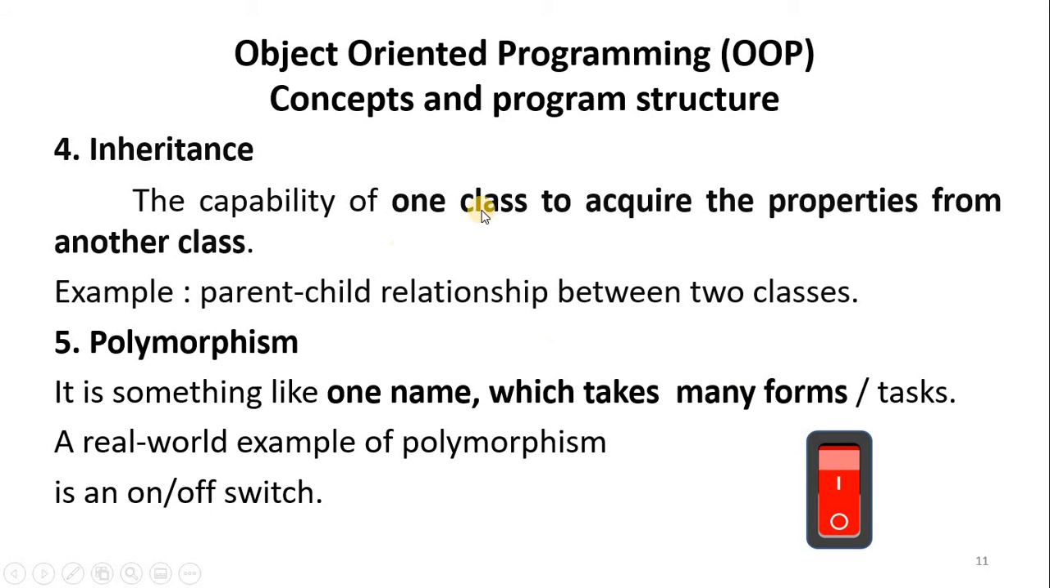Now we go to the next topic in the concept, that is inheritance. Inheritance is the capability of one class to acquire the properties of another class. For example, if you have too many classes in the project, we can reuse your classes. One class is written, so that class's properties or behaviors you want to use in another class. Yes, of course we can use it. It's called inheritance. We are inheriting the properties of one class into another class.